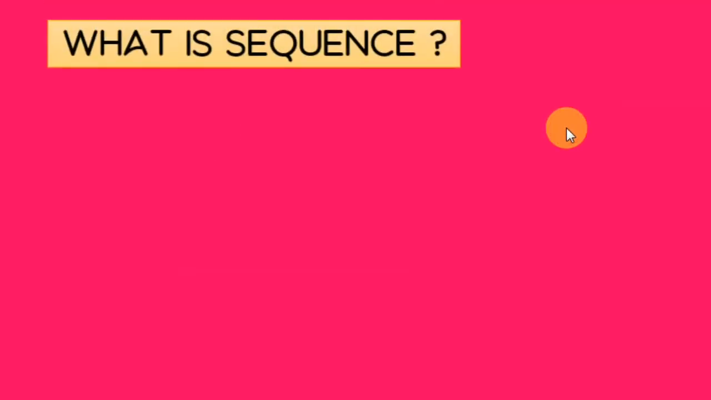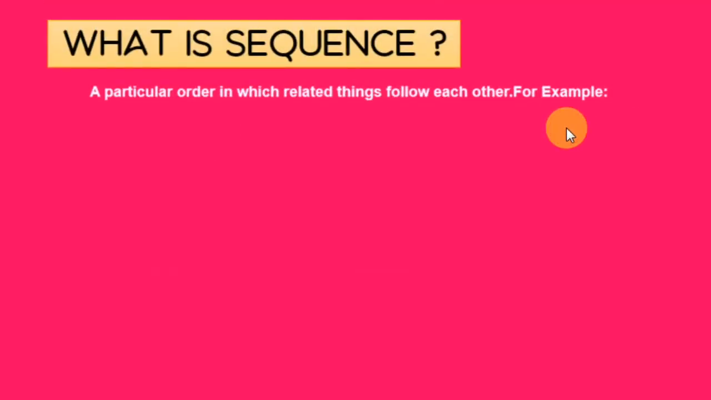The definition of a sequence is a particular order in which related things follow each other. It means if we put something in an order, it is going to be a sequence. You already discussed in strings that we put the characters in a sequence, and the same thing applies here. Let's see how sequences go.